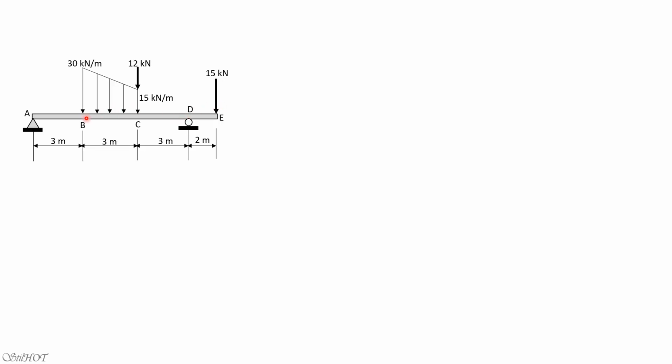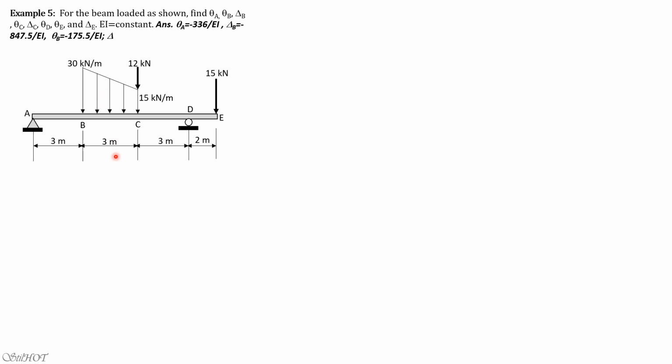Example 5 is about computing displacements of a simply supported beam, or a determinate beam. So this is the problem. For the beam loaded as shown, find theta A, theta B, delta B, theta C, delta C, theta D, theta E, and delta E. EI is constant.